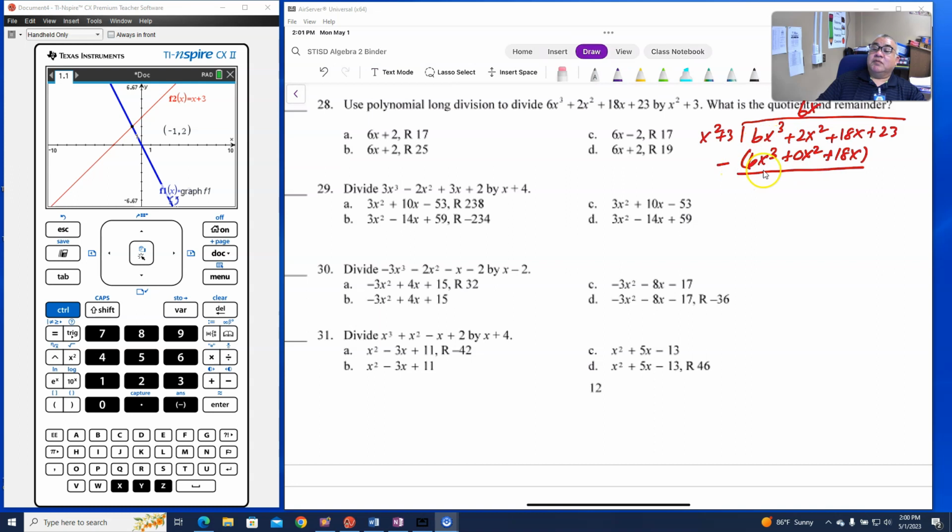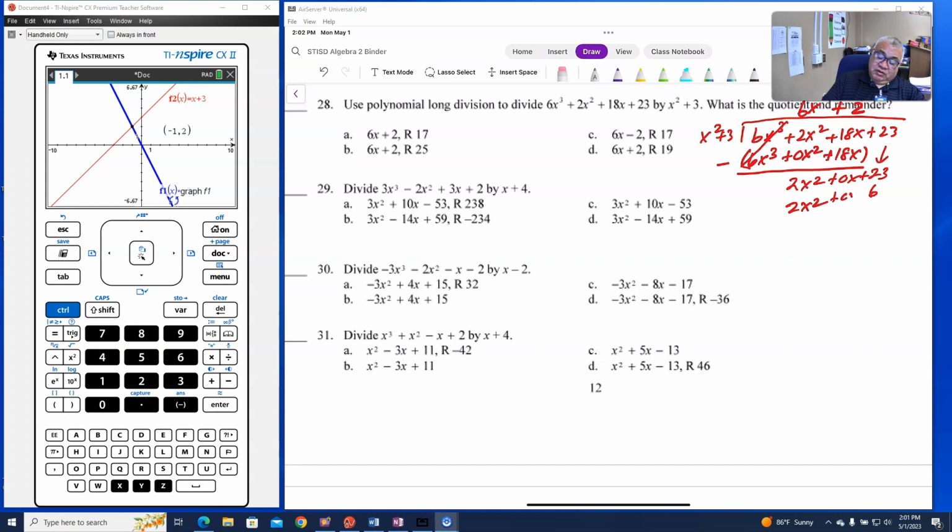So 6x cubed minus 6x cubed, that's 0. We have 2x squared minus 0x squared, that's 2x squared. And then 18x minus 18x, that's 0x. Now I bring down the 23. So now what do I multiply x squared by to get 2x squared? Oh, by 2. Plus 2. So I have 2 times x squared gives you 2x squared. And then 2 times 3 gives us 6.